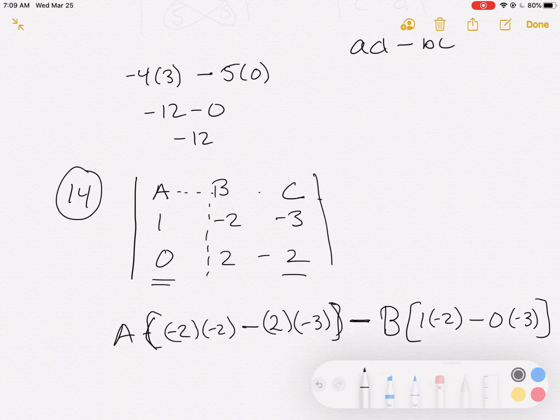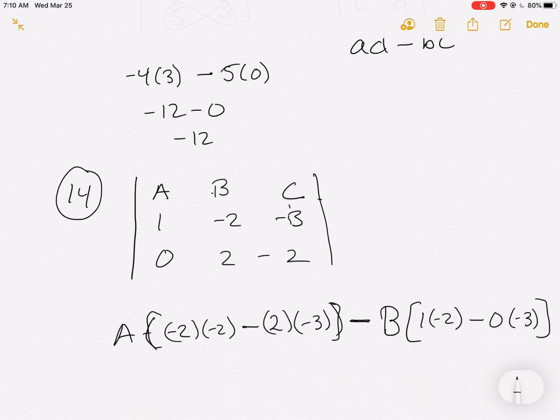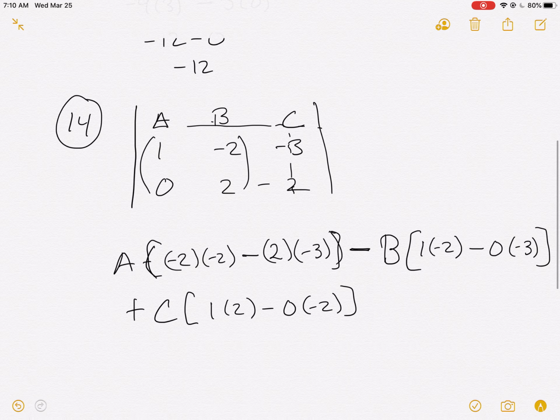And then we'll deal with C. Let me go in here and try to erase these dotted lines without messing up too much. Then we're going to go get C. With C, we're going to cross out its row and column and take the determinant of what's left, this guy right here. It's going to be a plus because we alternate signs. So it's A minus B plus C, and then times C's determinant, which is 1 times 2 minus 0 times negative 2. And then we put it all together.